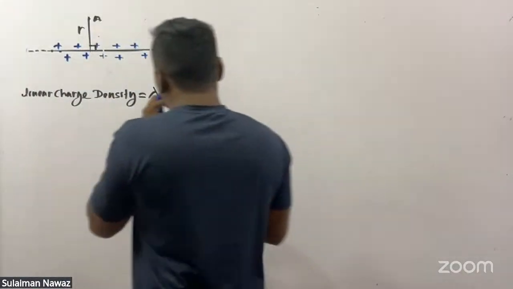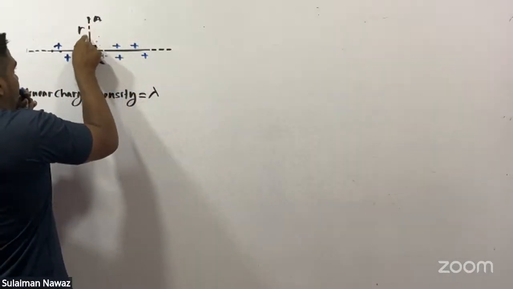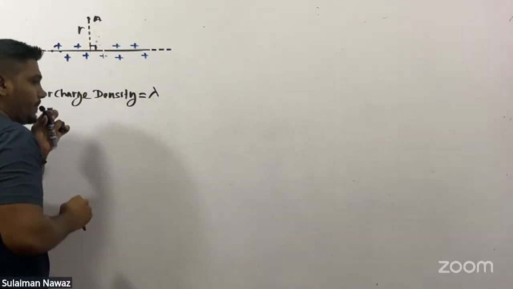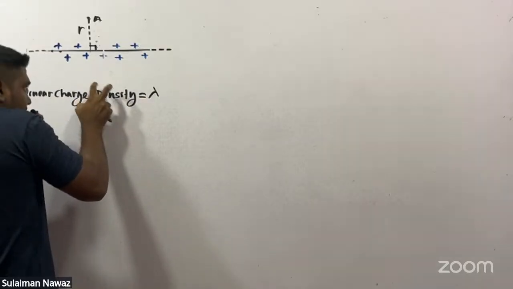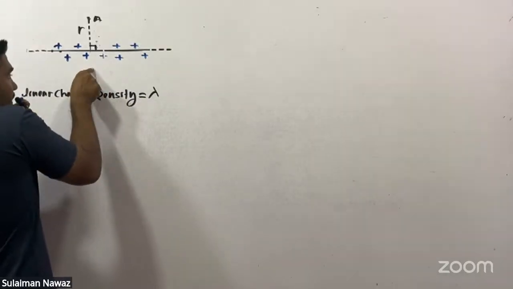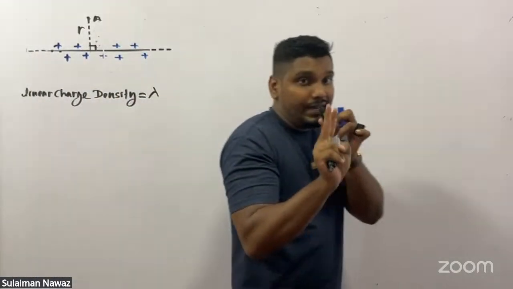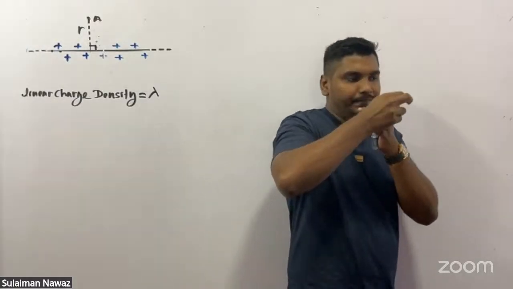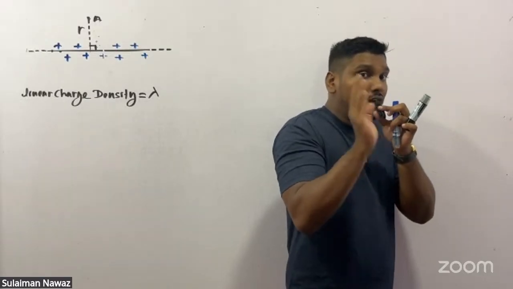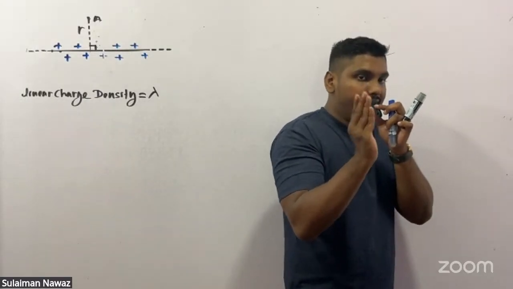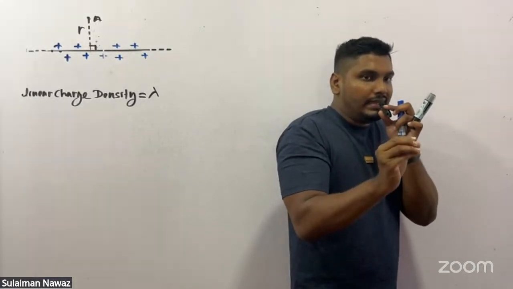So what we normally do is apply Gauss's law. Step one: first of all, identify the charge distribution. Yes, I identified that the charge distribution is a linear charge distribution. Second, identify the distribution of electric field lines. You want to understand how the electric field lines spread from this wire. Third step is to select the Gaussian surface.